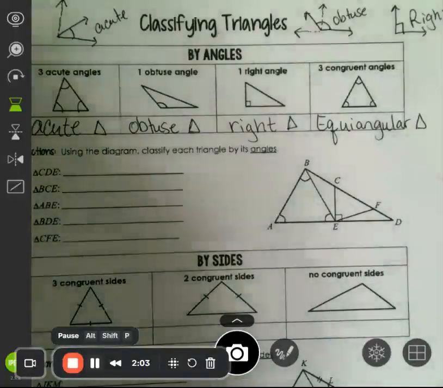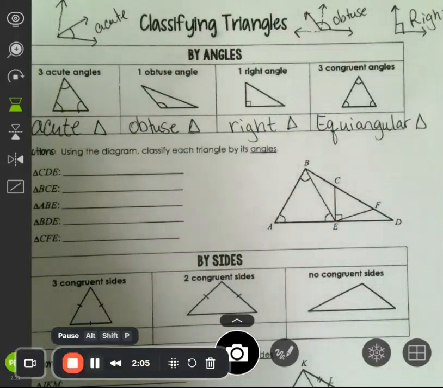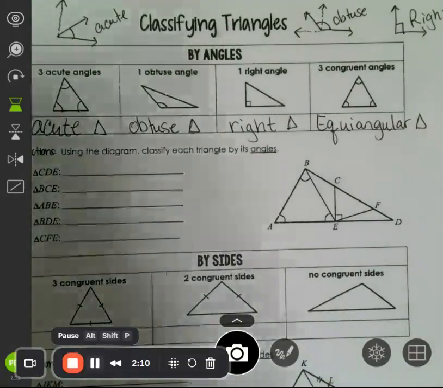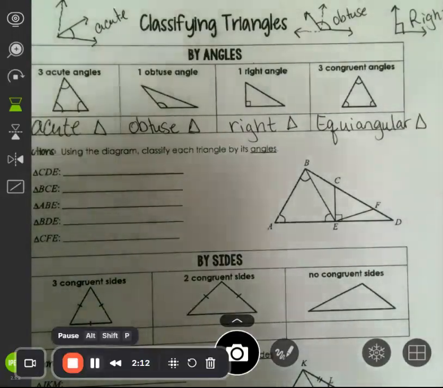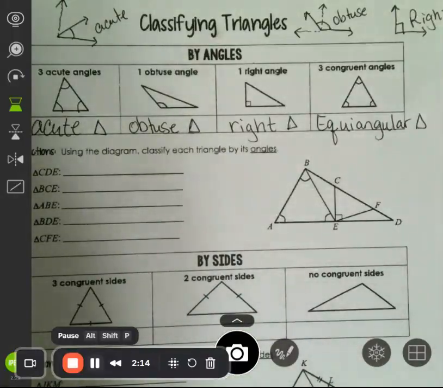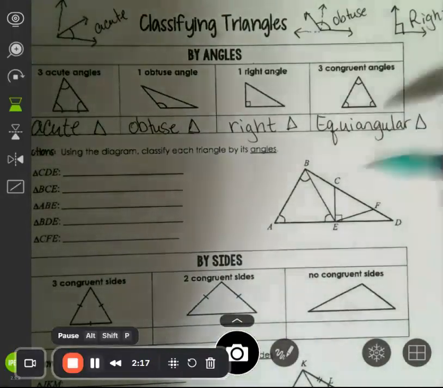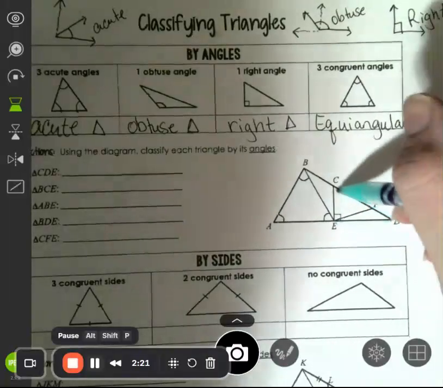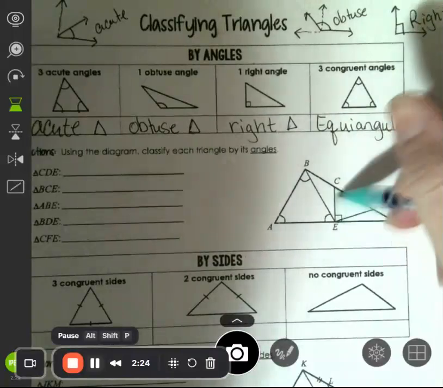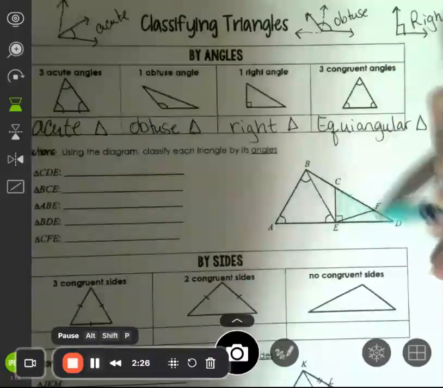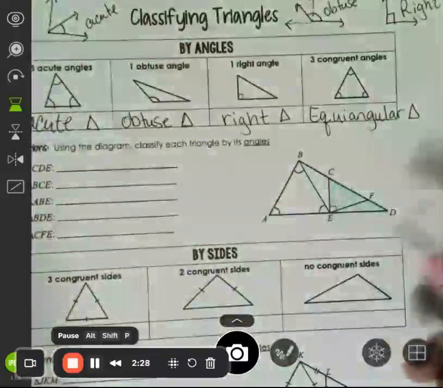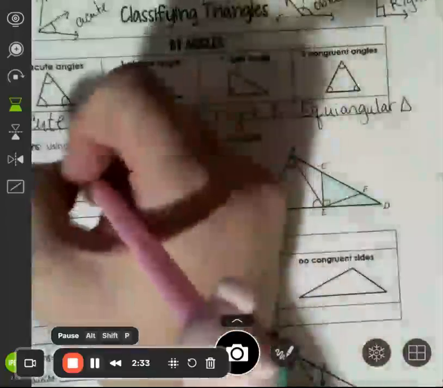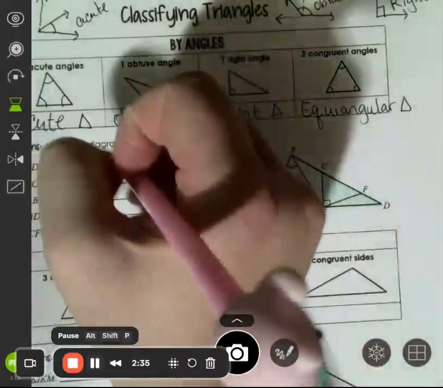All right, so we're going to look at the diagram on the right, and we're going to classify each triangle by its angles. I'm going to do some color coding here to help me, just kind of make these pop. Triangle CDE, C to D to E, I'm going to trace it like a little map here, would be this entire triangle right here. And as you see, inside of that triangle is that right angle. So this is a right triangle.